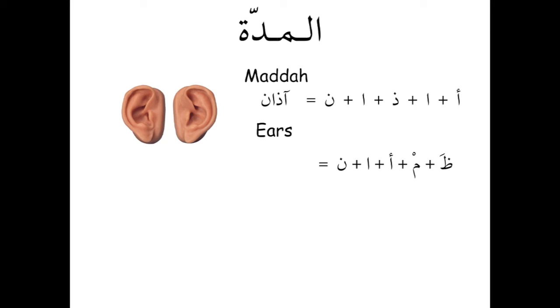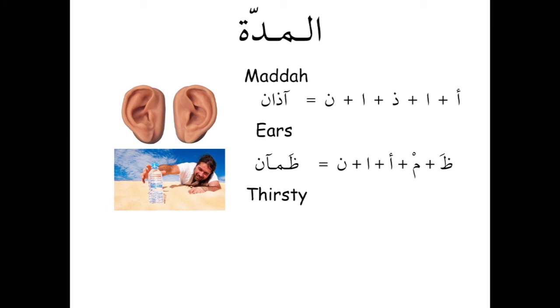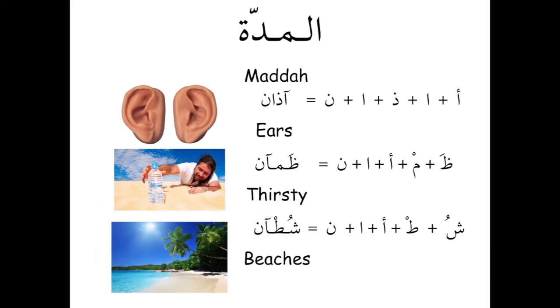Next word, try to combine it yourself, would make up ظمآن, which means thirsty. And finally, this combination would make شطآن, which means beaches, also a plural.